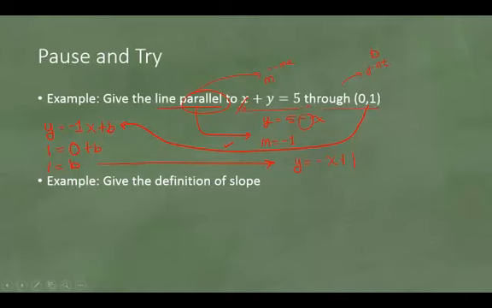Give the definition of slope. Remember, slope was always y2 minus y1 over x2 minus x1. And that's for 2 points, x1, y1, x2, y2.